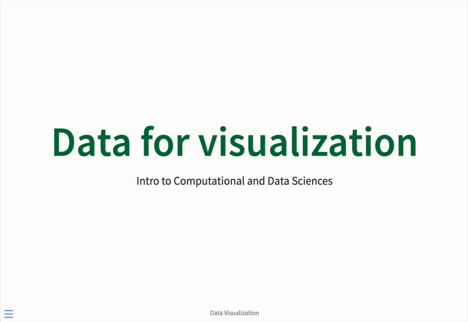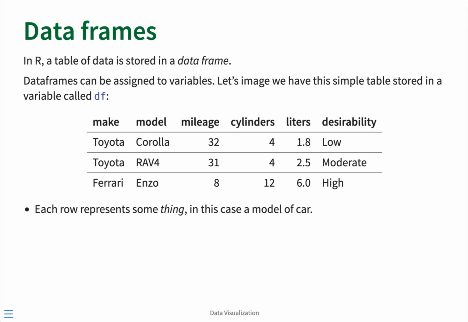Before we get started making visualizations, we should just review some concepts and terminology about data itself. Recall that in R, a table of data is stored in something called a data frame. We can assign those data frames to variables. And let's suppose that we have a data frame of information about cars that's stored in a variable called df.